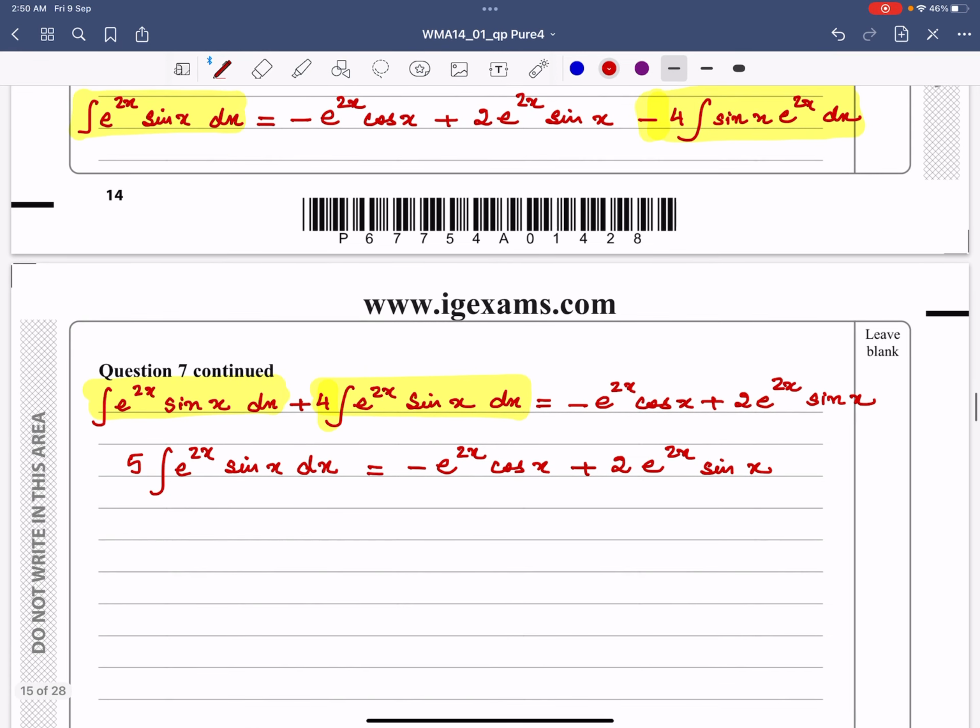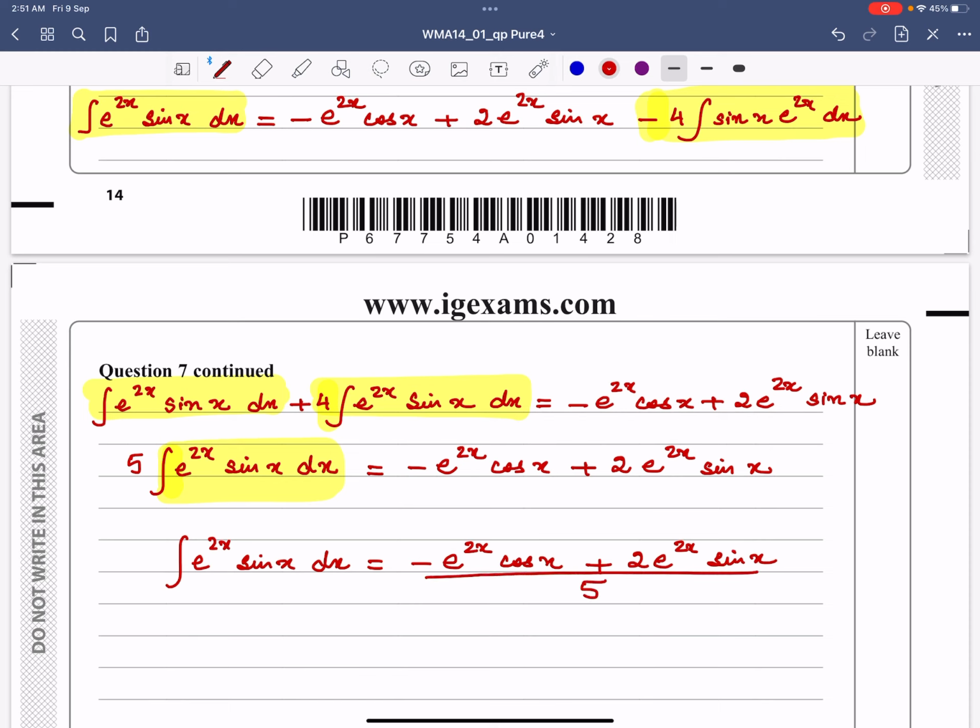So since we need to find the value of integral of e to the power of 2x sine x with respect to x, we can make that the subject of the formula. The 5 is getting multiplied on one side, so it will divide onto the other side. So we have integral of e to the power of 2x sine x with respect to x is equal to minus e to the power of 2x cosine x plus 2 into e to the power of 2x sine x all divided by 5. And that answers my question.